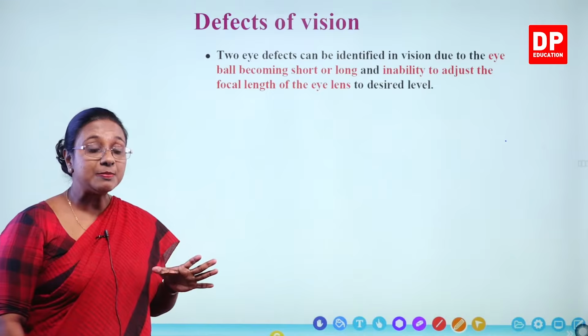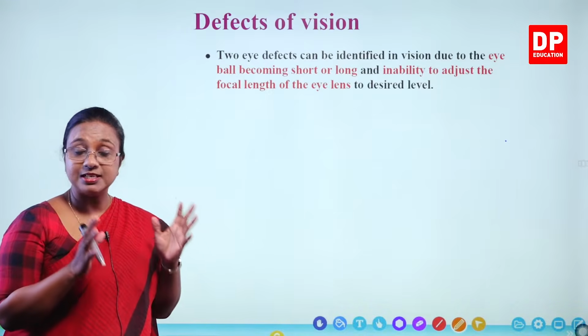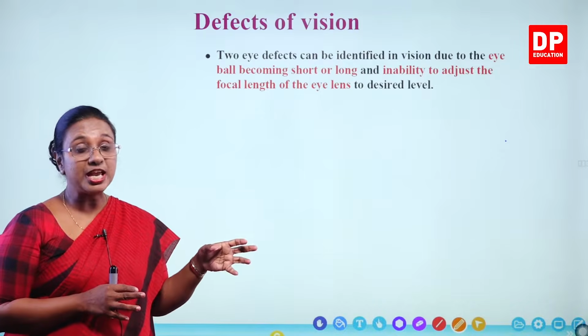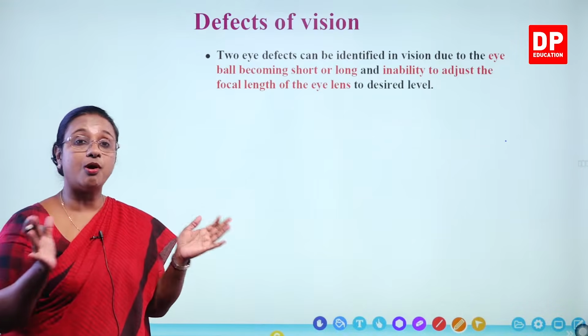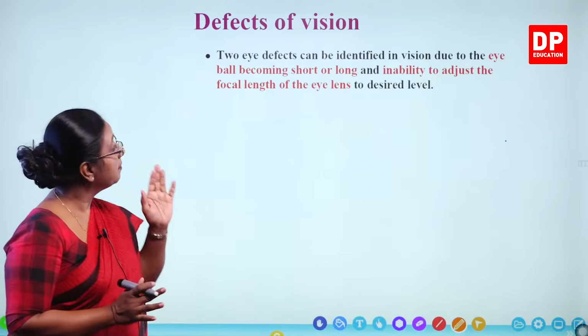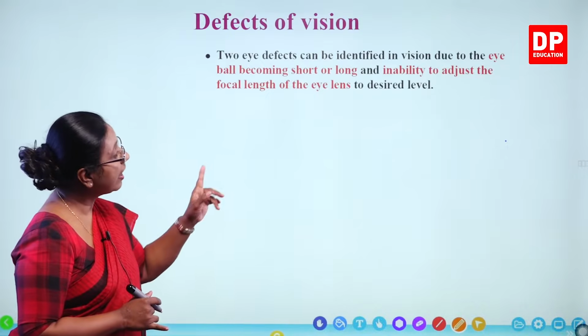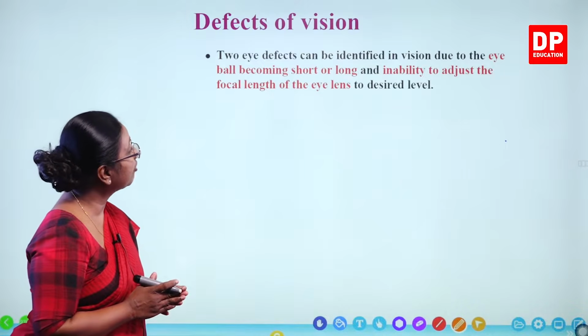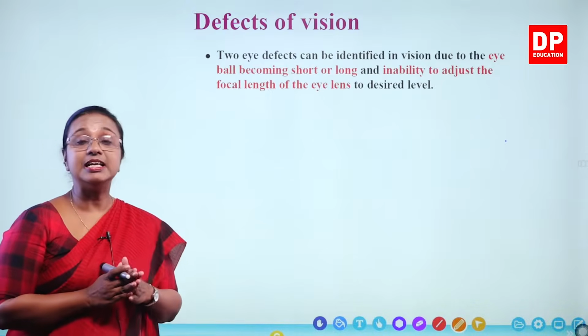So you all can remember, students, normally we have a certain size for an eyeball. Normally it's almost like a spherical shape, but it can become too long or too short because of that, or else the inability to adjust the focal length of the eye lens to desired level.